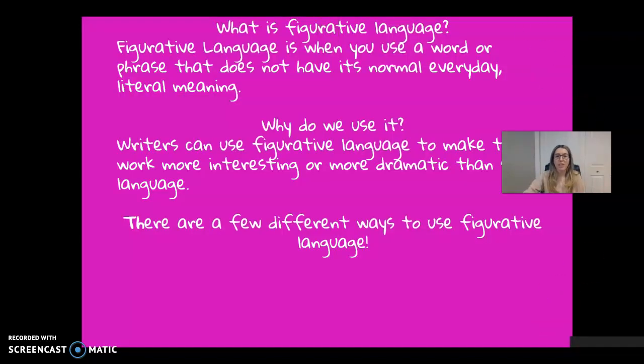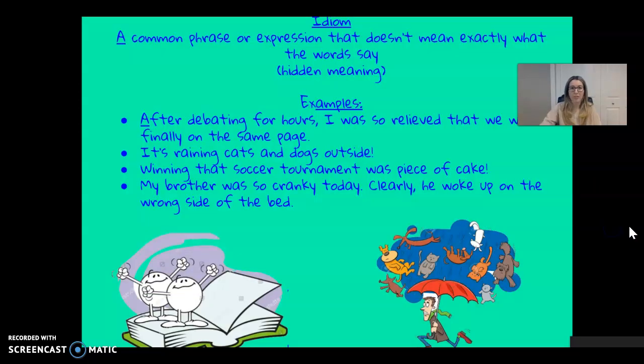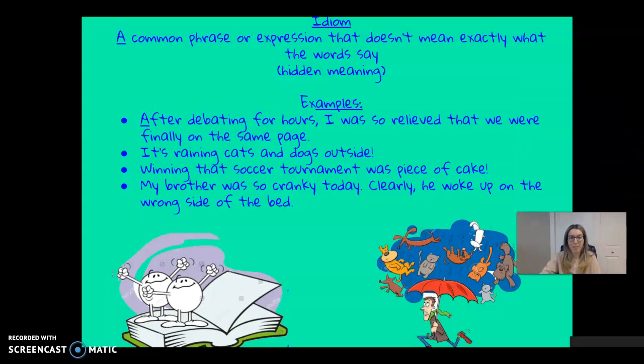So we use figurative language to make our writing more interesting and more dramatic than just simple language. A lot of times authors will use figurative language to keep their reader engaged and to make their story more exciting. There are a few different ways to use figurative language, but as I said, we're going to be focusing on idioms for today. So an idiom is a common phrase or expression that doesn't mean exactly what the words are saying. There's a hidden meaning to it.